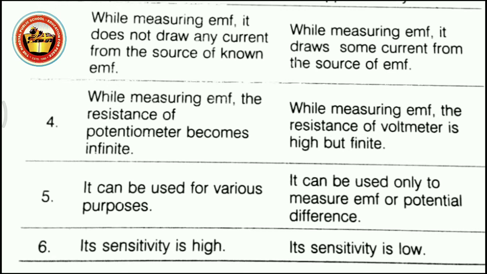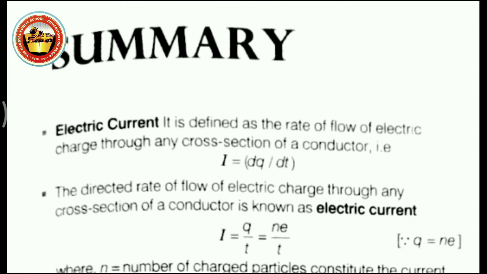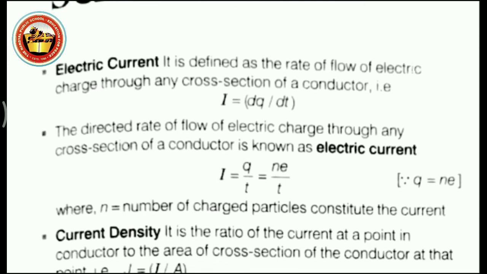The potentiometer's sensitivity is high. The voltmeter's sensitivity is low. Next, electric current, electricity. First one, electric current. It is defined as the rate of flow of electric charge through any cross-section area of a conductor, that is I is equal to dq by dt or I is equal to q by t. The directed rate of flow of electric charge through any cross-section of a conductor is known as electric current.